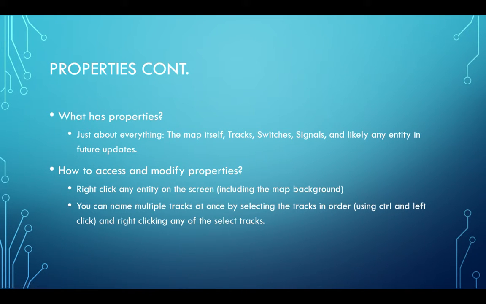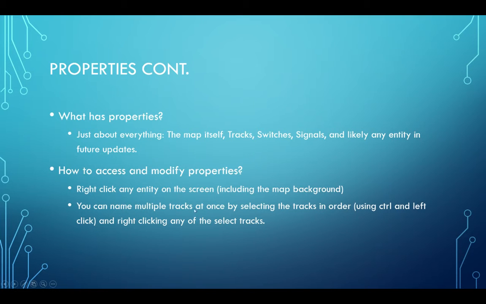So what has properties? Just about everything. The map itself has properties, tracks, switches, signals, and likely any entity to be added in future updates will probably have properties. To access these properties and to modify them, you can right-click on any entity in the screen, including the map background. That'll bring up a menu showing the entity properties.